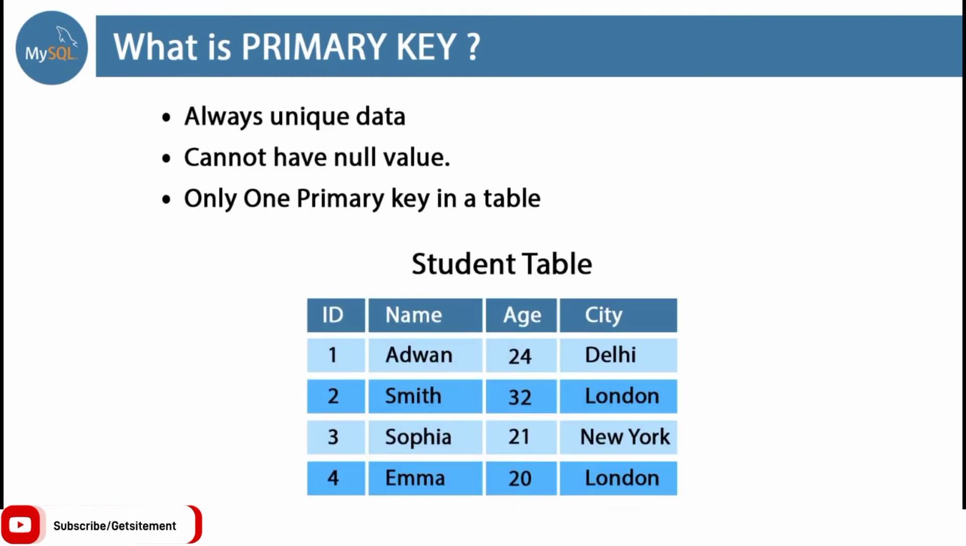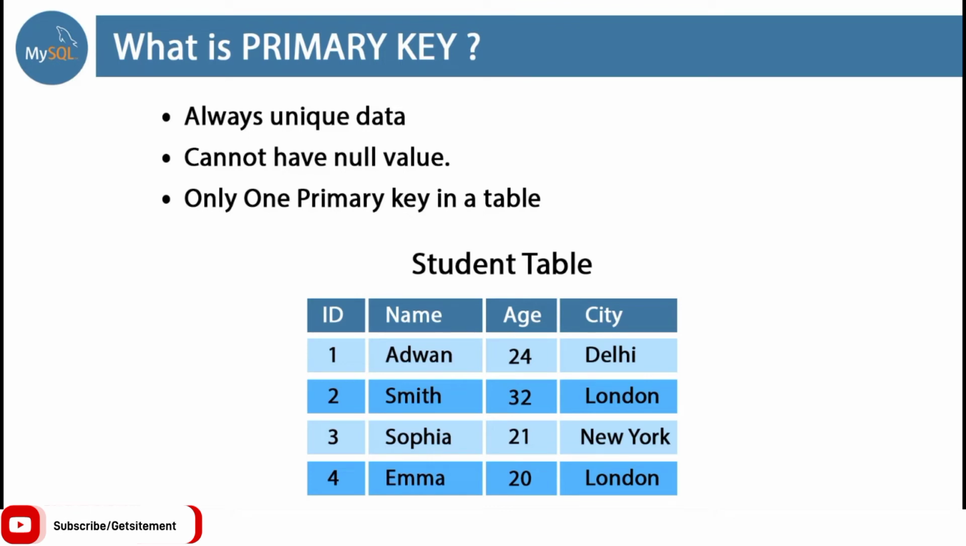Here you can see a student table, and you can see we have 4 columns in this table: ID, name, age and city. There can be many students with the same name, and the same situation goes for age and city. Here you can see Smith is from London and also Emma is from London. So we cannot use the primary key constraint for the city column.